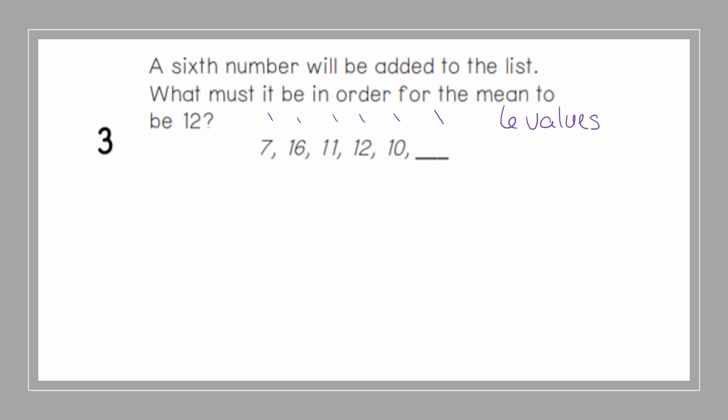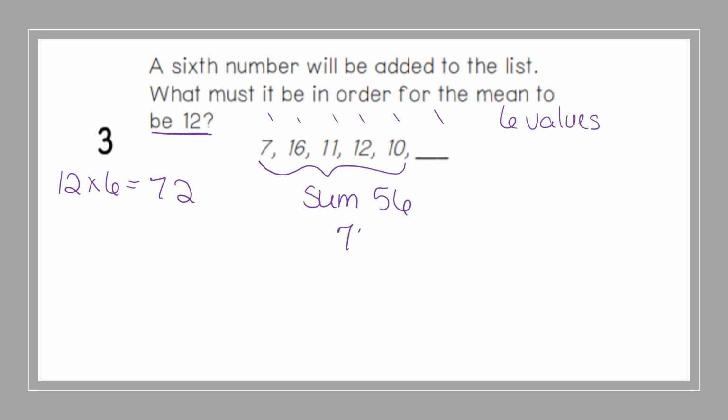So if I want my answer to come out to be 12, then I need to know what I'm going to multiply 6 by to make it divide and equal 12. So really all you have to do is take 12 and multiply it times 6 to see what our total needs to come out to be. So 6 times 12 would give me 72. So if I add all the values I currently have, 7, 16, 11, 12, and 10, that gives me a sum of 56. I need it to be 72, so I can do 72 minus 56, and that's 16. So my missing number that I would need in order to get this to have a mean or an average of 12 would be 16.